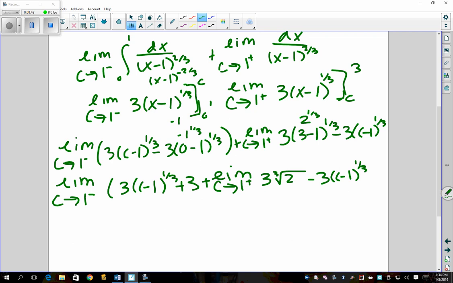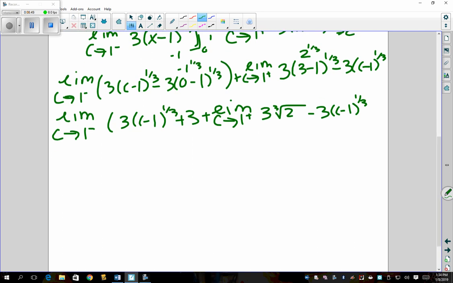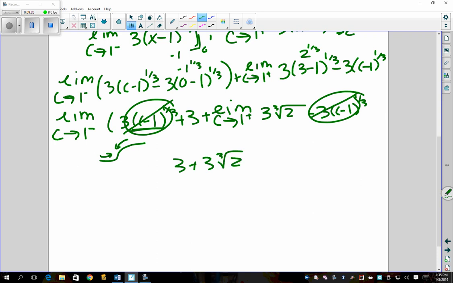And so when I take these limits, on either side of 1, whenever I take the limit as c approaches 1, this is going to turn to 0. Because if I think about the cube root function, it kind of looks like this squiggle thing. So from either side, I'm approaching 0. So this goes to 0, and this goes to 0 as well. So what I'm left with is 3 plus 3 times the cube root of 2, and that is my area underneath the curve.